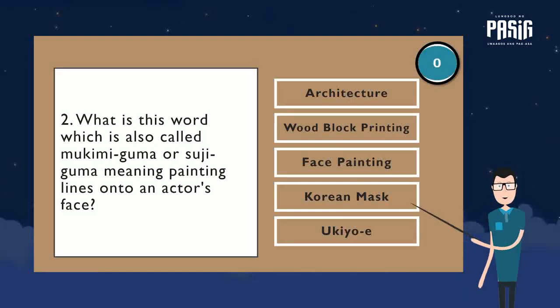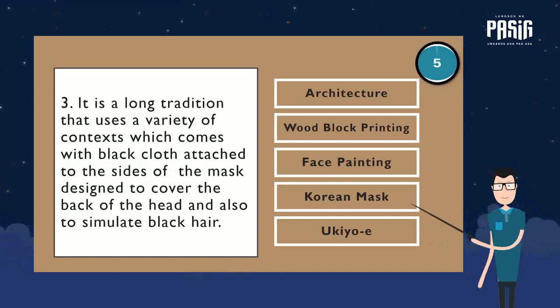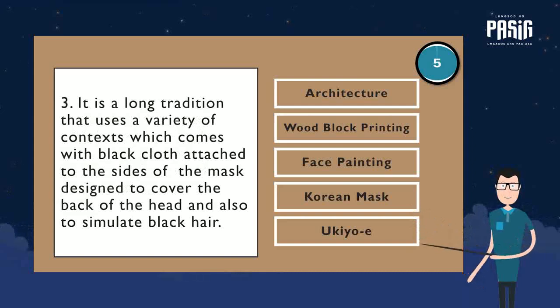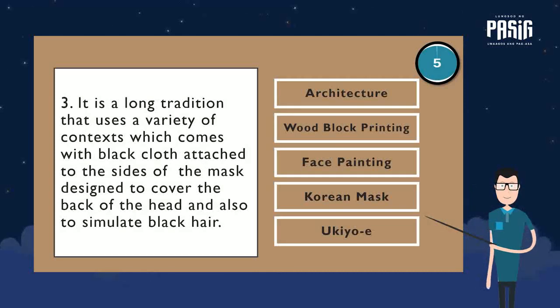Time is up. Let's have number 3. Is a long tradition that uses a variety of contexts which comes with black cloth attached to the side of the mask, designed to cover the back of the head and also to simulate black hair. Is it architecture, woodblock printing, face painting, Korean mask, or ukiyo-e? You have 5 seconds.